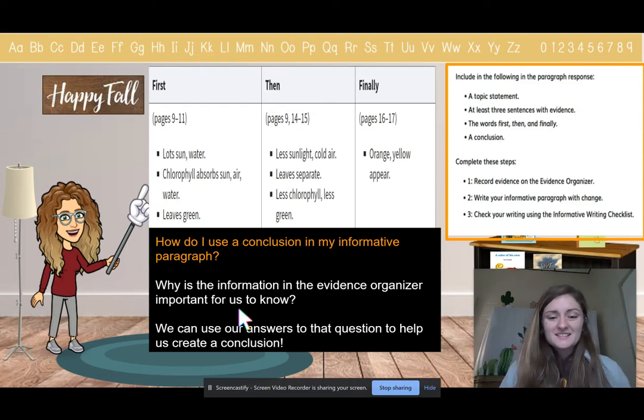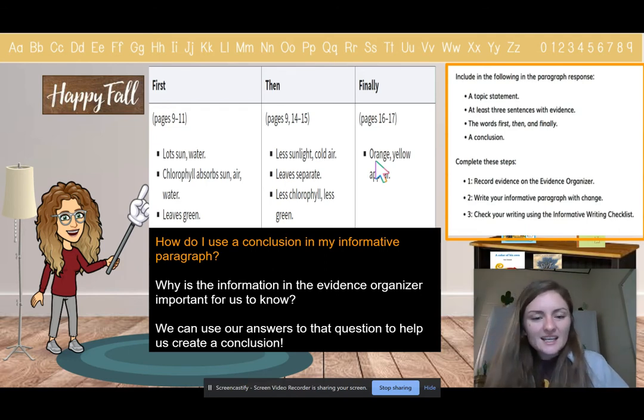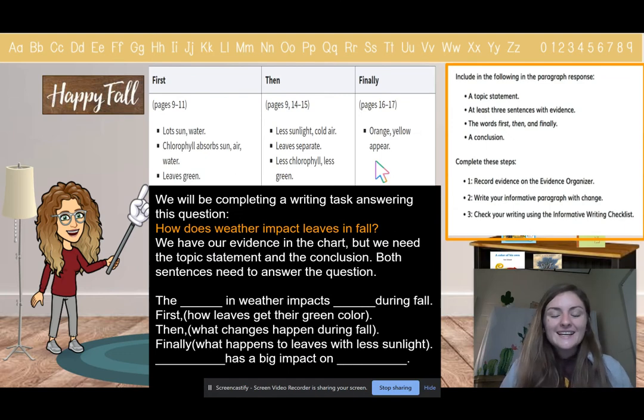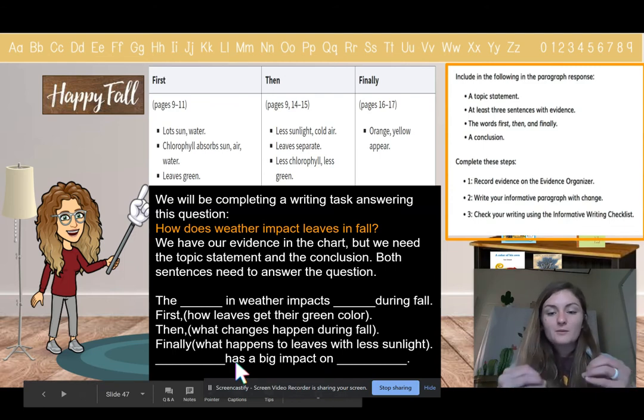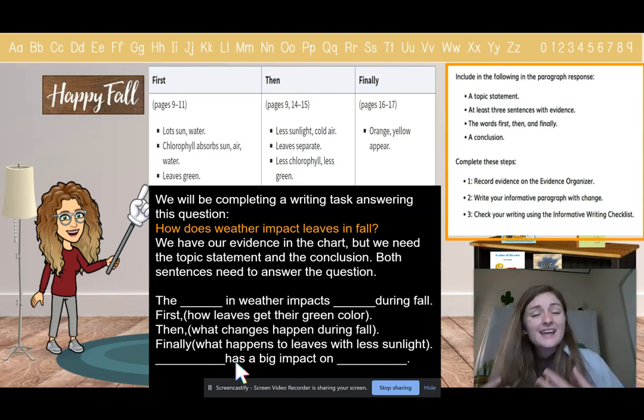So, when we are writing this informational paragraph, we need to make sure that our evidence follows what this topic statement says, right? So we want to make sure that if we are answering the question, how does the weather impact leaves? We need to make sure that our evidence is talking about what? It's talking about leaves, right? And how the changes in weather change leaves. So we are going to be writing an informational paragraph tomorrow. And we are going to be using our evidence chart to help us give the evidence in the middle of our informational paragraph. Now, Miss Mason's going to help you out with the topic statement because for this task, we are just focusing on making sure that we can create a conclusion.